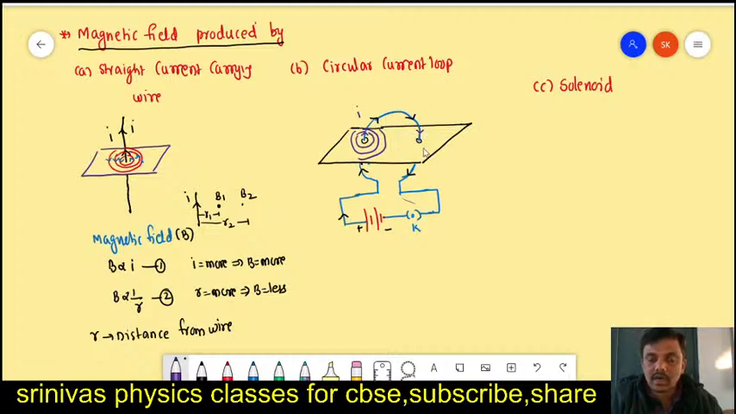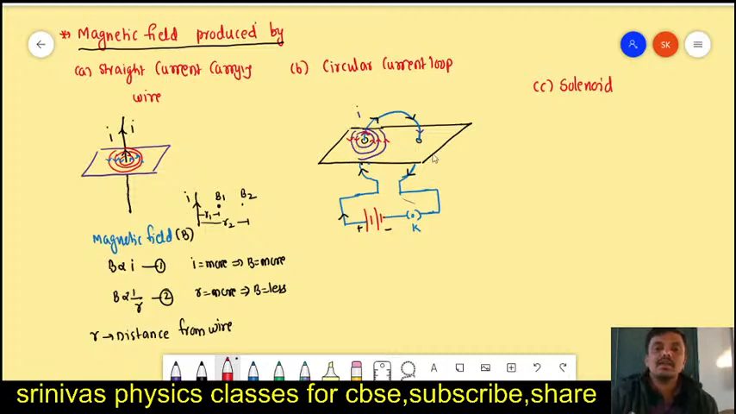In this part the current is entering. First we draw the direction of the current, right? Current is upward in this part. When the current is upward, what about the field lines? The field lines are anti-clockwise, right? Then they will appear like this. This is the direction of the field lines.